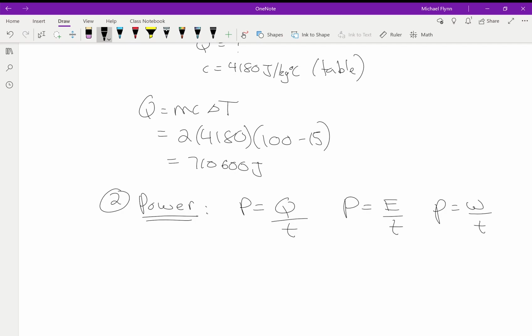So units of power are watts, and 1 watt is 1 joule per second. You can see here you're taking energy and dividing by time in every case, so it's joules divided by time. This last one here is work divided by time. Don't confuse the unit with the variable work, W. This is watts, and we use capital W for watts.